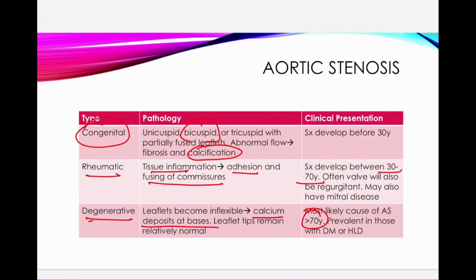So over 70, degenerative. Middle-aged, probably rheumatic. If they're young, congenital due to a bicuspid aortic valve. An echocardiogram will tell you they have a bicuspid valve. This is something that you're not going to know. If someone comes in and they've never had a murmur and now they have aortic stenosis, you're going to get an echocardiogram regardless, and that will tell you exactly what's going on with the valves. So this is a big one to know as far as ages.